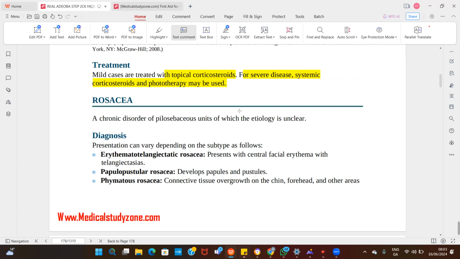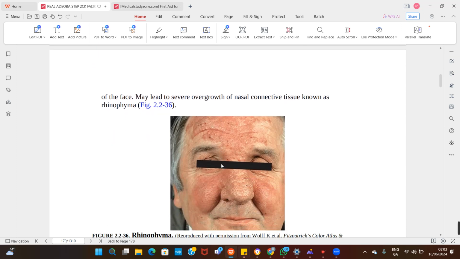Rosacea is a chronic disorder affecting the pilosebaceous unit. The etiology is not clear. Some studies believe it's due to an inflammatory response to some skin infection. Some say it's due to skin damage from ultraviolet radiation exposure. Some say it's due to vasomotor dysfunction in the skin. We don't need to memorize all those things. What is important to us is the manifestation. So how do we see someone that has rosacea?